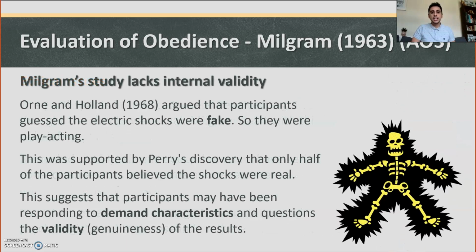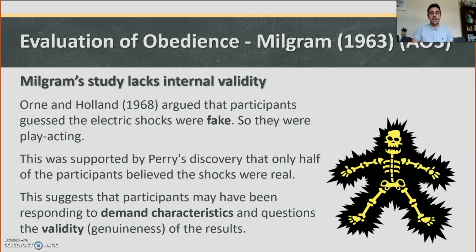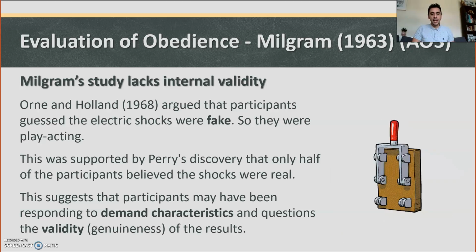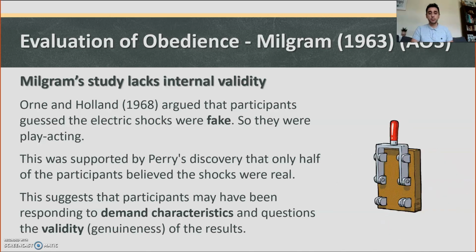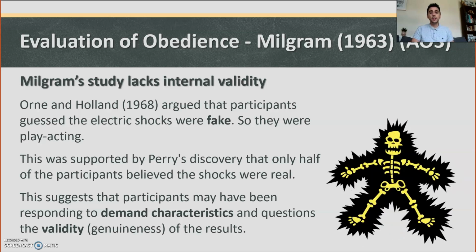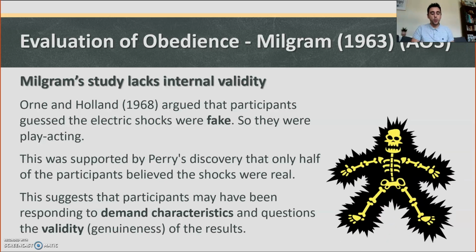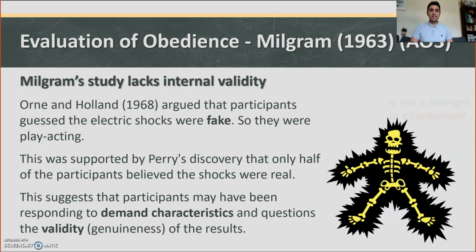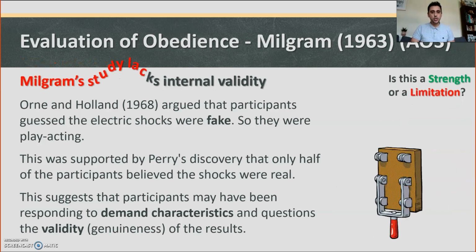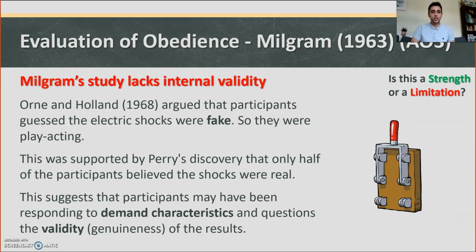Secondly, Milgram's study lacked internal validity. Orne and Holland argued that participants guessed that the electric shocks were fake, so they were play acting. This is supported by Perry's discovery that only half of the participants believed the shocks that they were giving the learner were real. This suggests that participants may have been responding to demand characteristics and questions the validity or the genuineness of the results. So people have questioned it. This is a limitation because they're saying that the study lacks internal validity. It is not truly genuine.